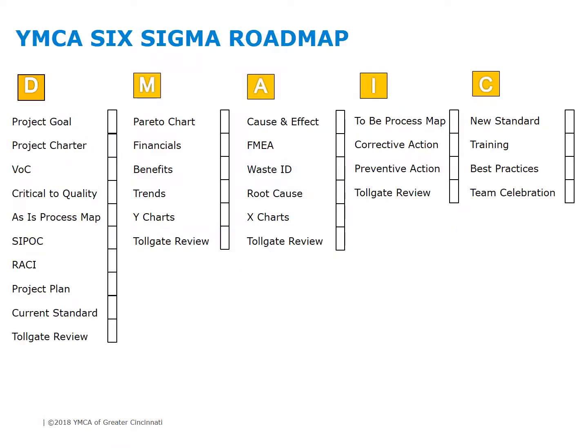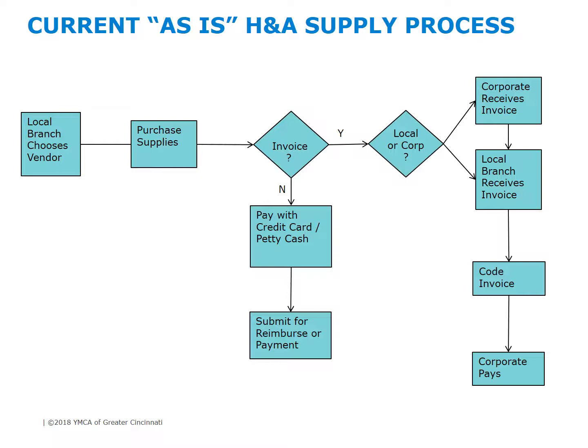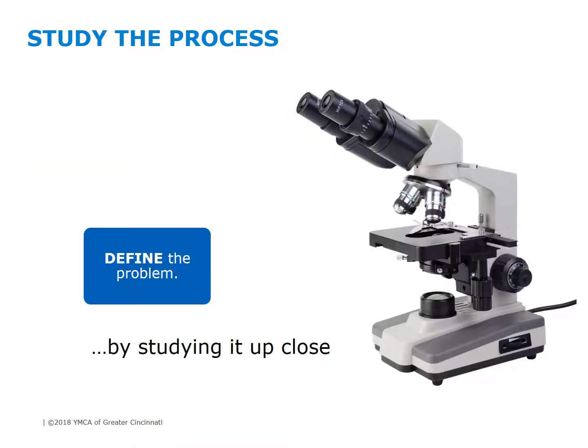The as-is process map helps us understand the process we are studying. It is intended to be a bird's eye view of the process and is usually documented in 10 steps or less. This high-level view of the process helps define the problem by putting the process under a microscope so we can study it up close.